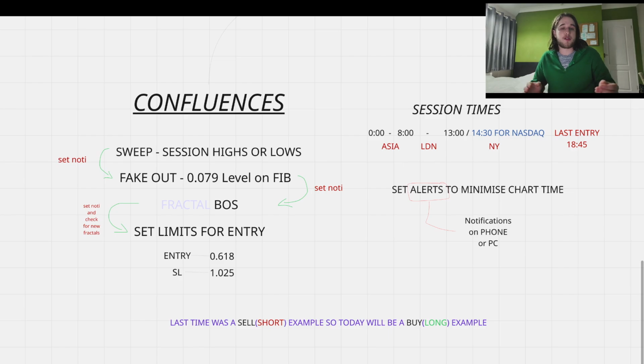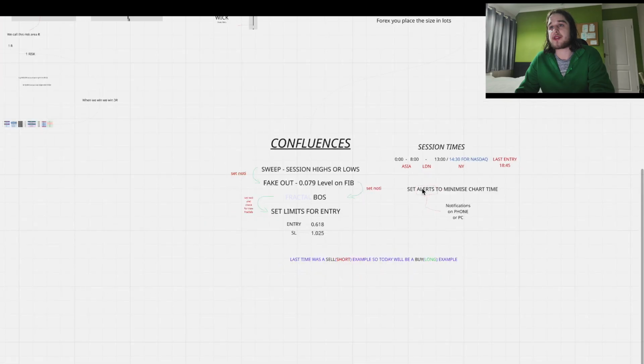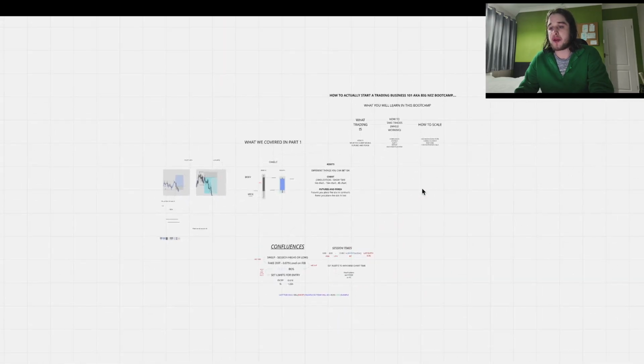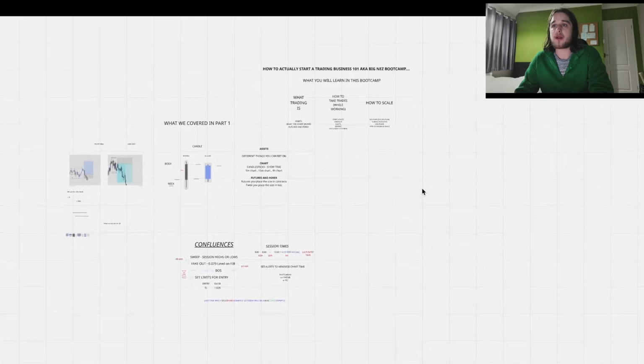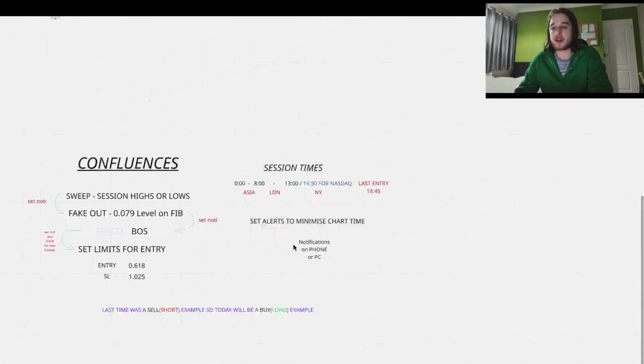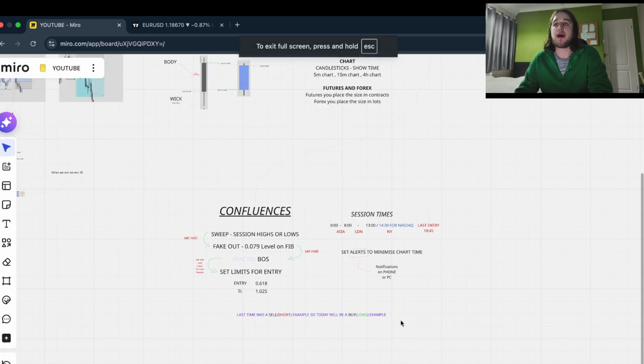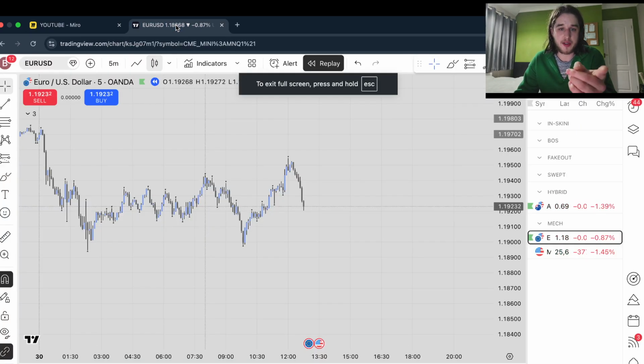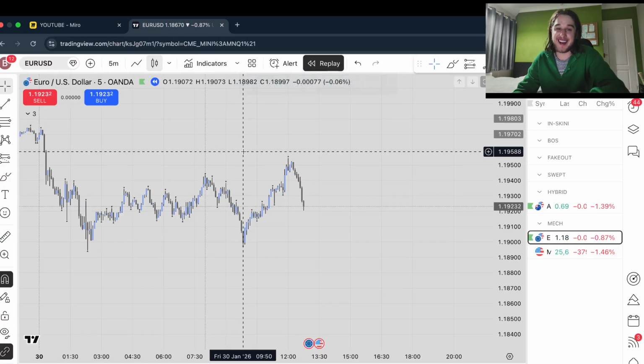Last time I showed you a sell position, so today I'm going to be showing you a buy position. Another term for this is a short and a long, which is just a technical term that traders use. We are building out this little Miro quite nicely, to be honest. This is what we've learned so far. We covered all of this in part 1 and part 2, and we're going to dive straight in because I don't want to waste your time.